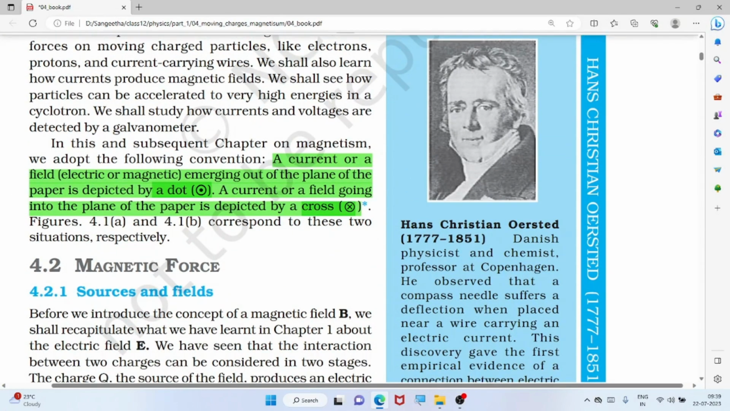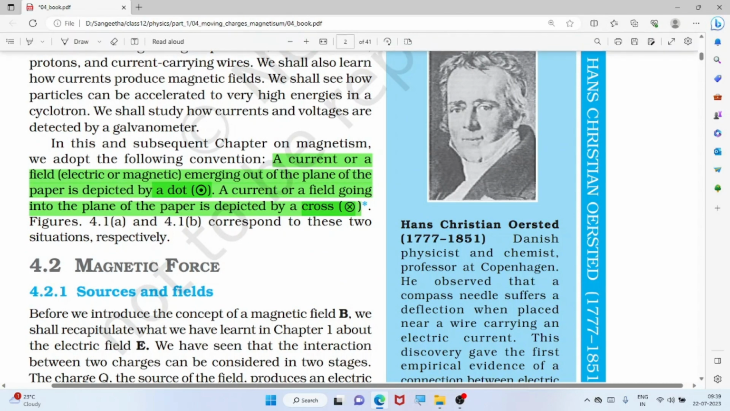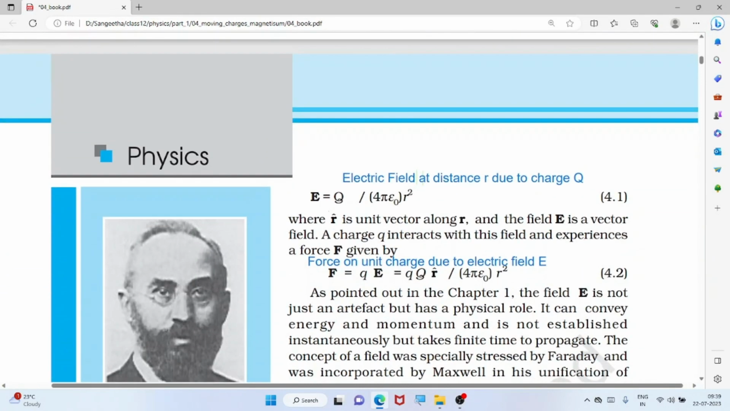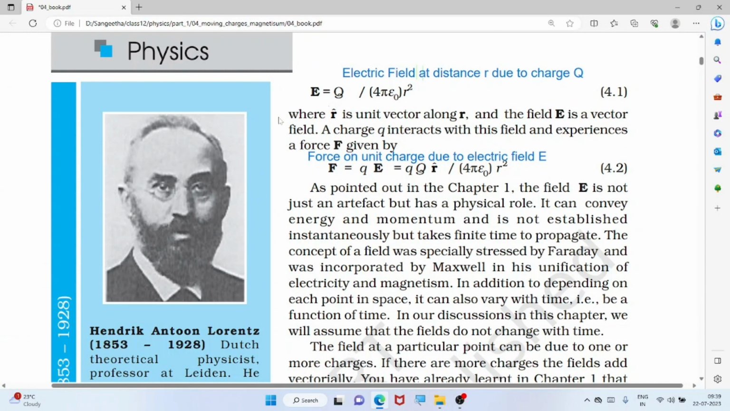Okay, a current or a field, electric or magnetic, emerging out of the plane is a dot, and the current or field going into the plane is a cross. This is the electric field at a distance r from a charge q, which you have already seen in the other chapter, and this is the force. Force equals charge into electric field.